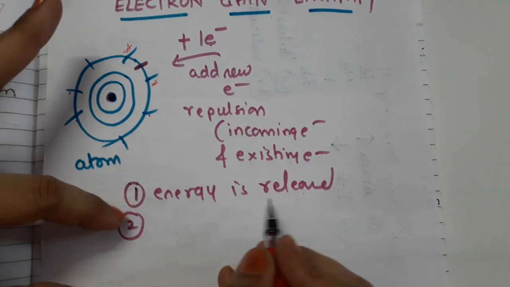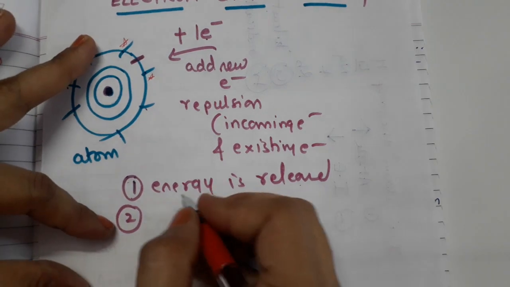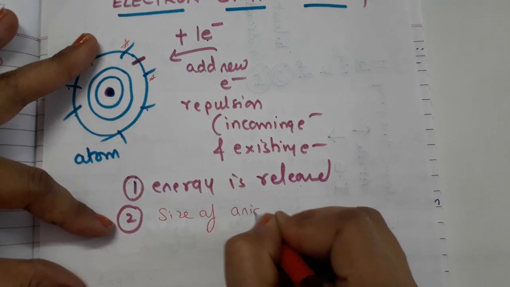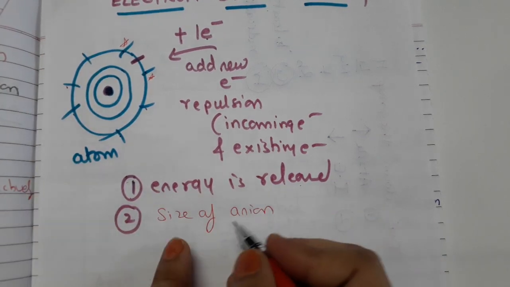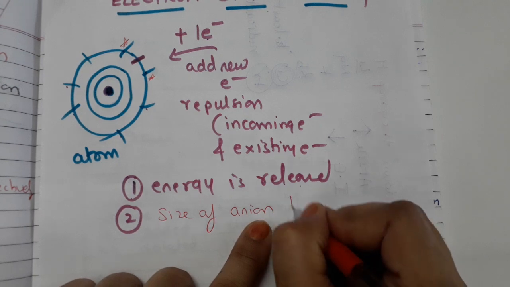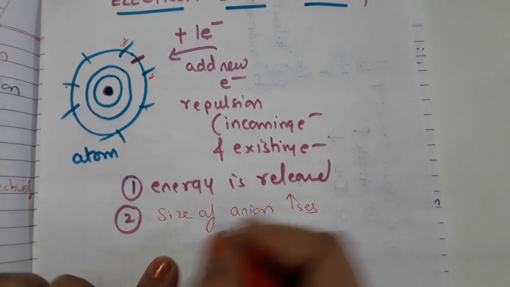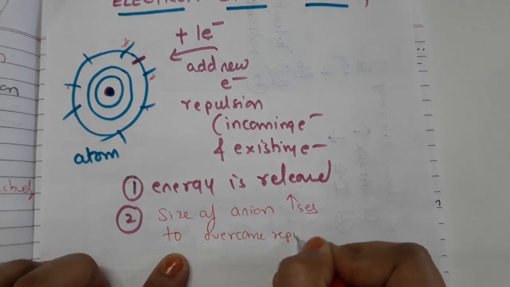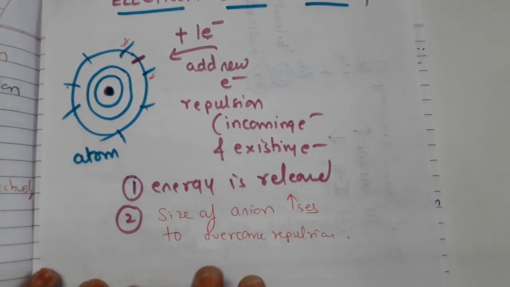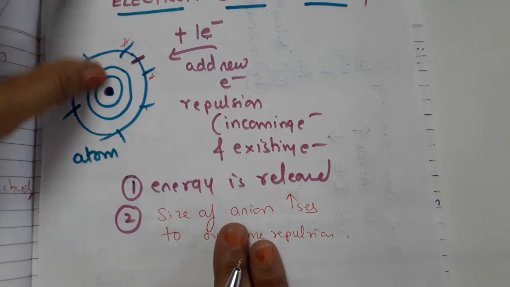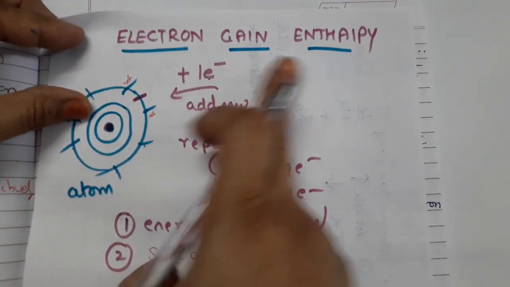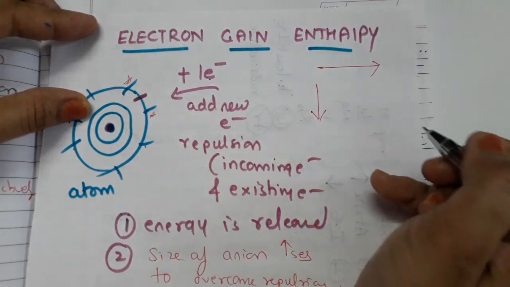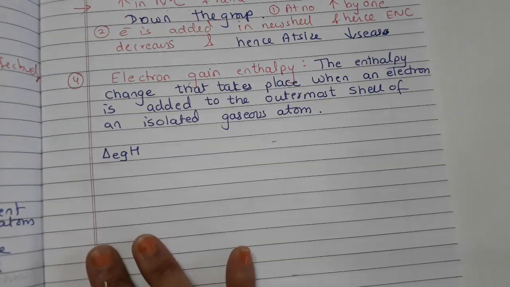So first, energy will be released, and second, the size of the anion, which was earlier an atom, increases to overcome repulsion. Alright, now we are going to study what is going to happen to the electron gain enthalpy of the elements across the period and down the group. So let us begin with this.